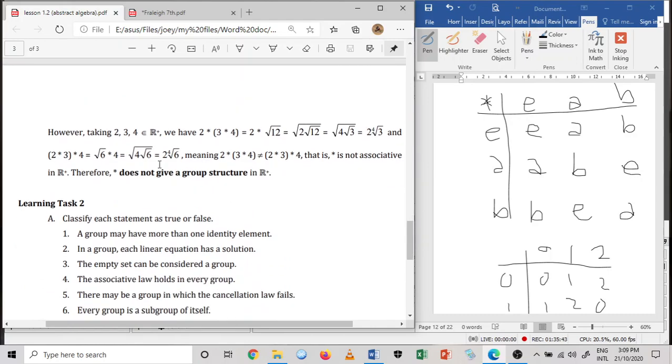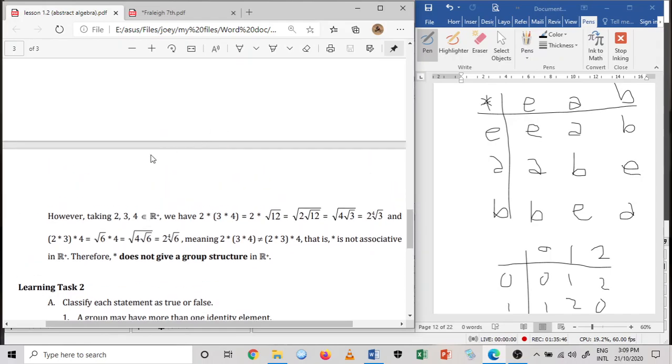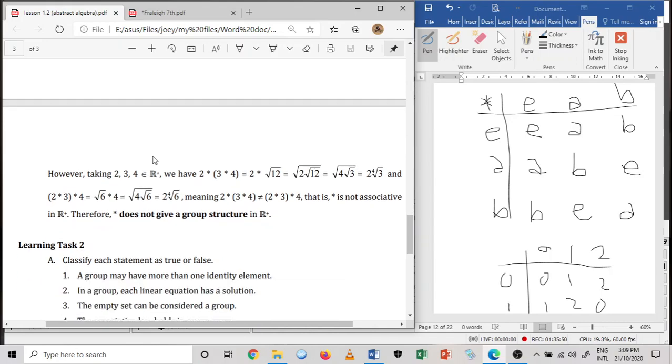So we say that the operation is a binary operation on R+. However, if we check associativity arbitrarily for elements a, b, and c, it would be hard for us. So it would make us suspect that the operation may not be associative. Indeed, it is not. Showing a counterexample, if we take the positive real numbers 2, 3, and 4, we have 2 operation the quantity 3 operation 4. 3 operation 4 will give the square root of 12 based on the definition. So we have 2 operation the square root of 12, which would give us the square root of 2 times the square root of 12.